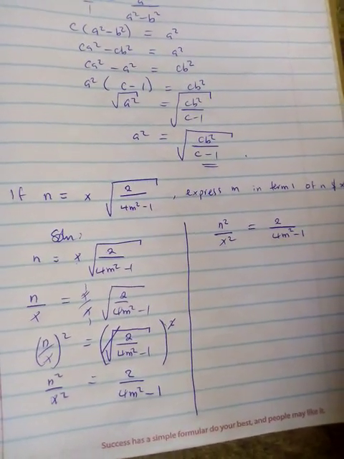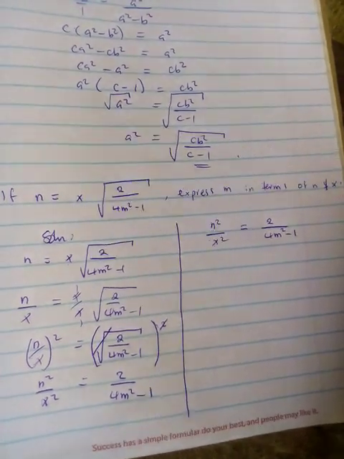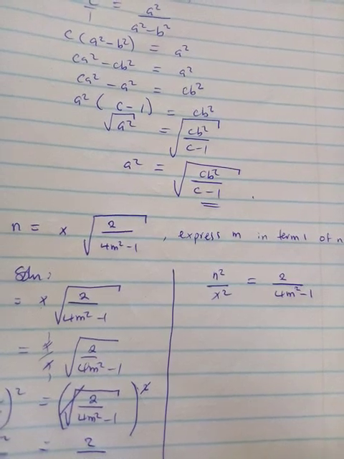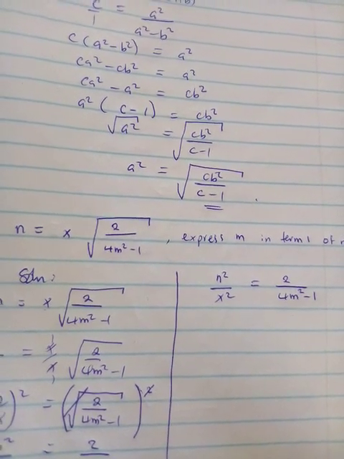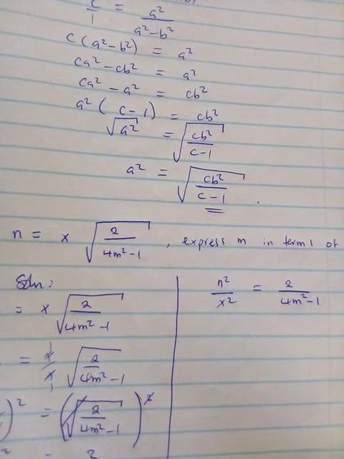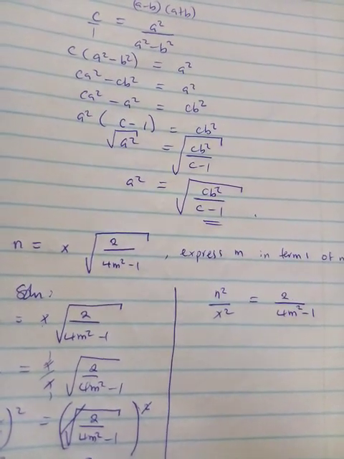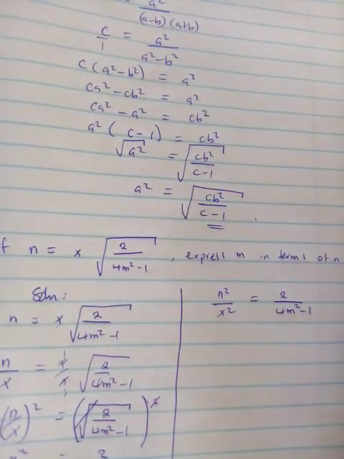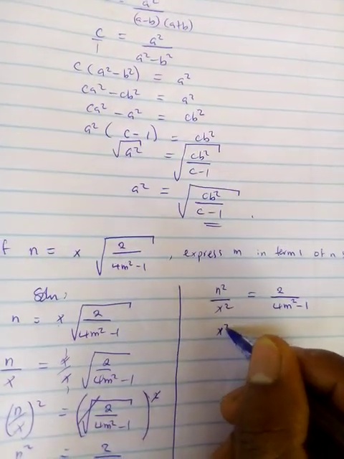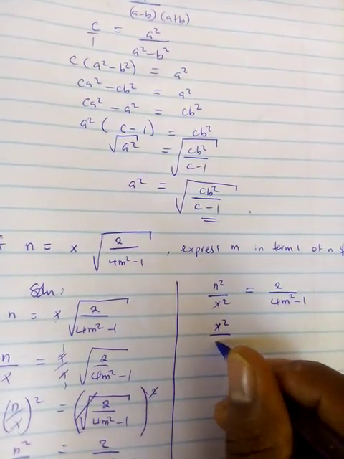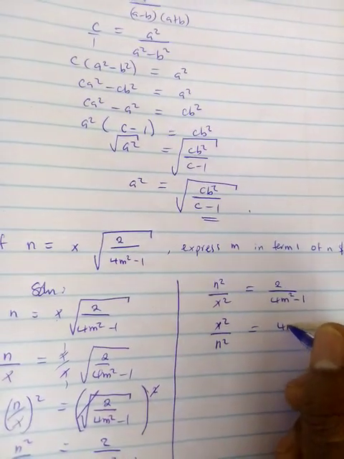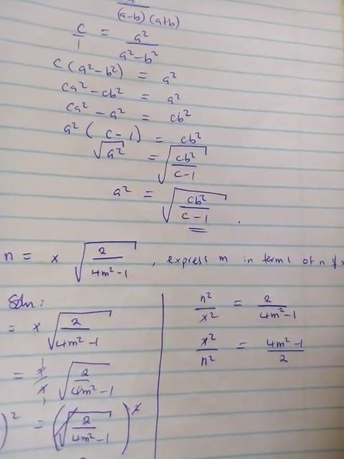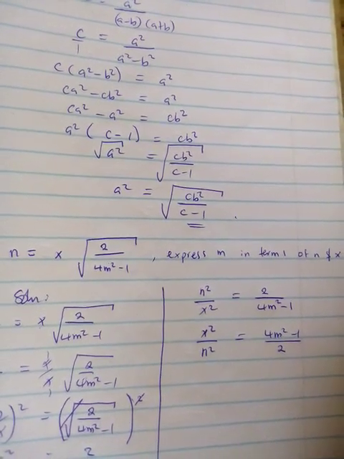So what I can do is, let us learn a very interesting math phenomenon, that is the double reciprocation. Yes, you can work with it a little bit. Let us learn something very new, double reciprocation. So I'm going to take the reciprocal on both sides because I'm interested in leaving m on one side. So double reciprocate: x squared out of n squared is equal to 4m squared minus 1 out of 2. Yes, that is allowed. It is double reciprocation, and mathematically will not have changed anything.